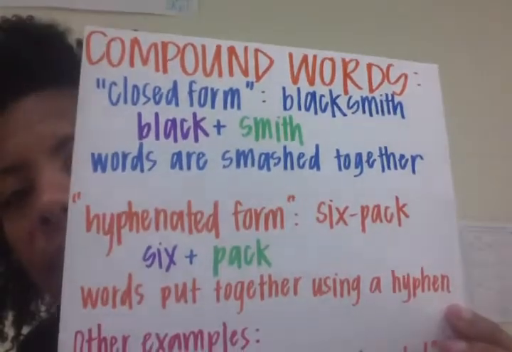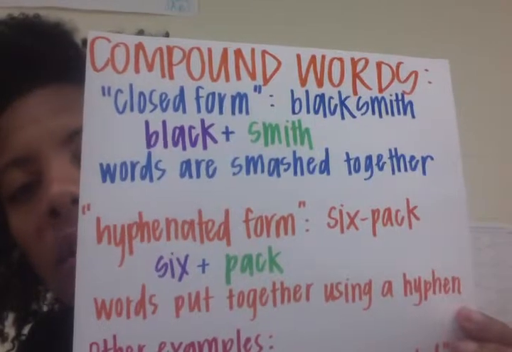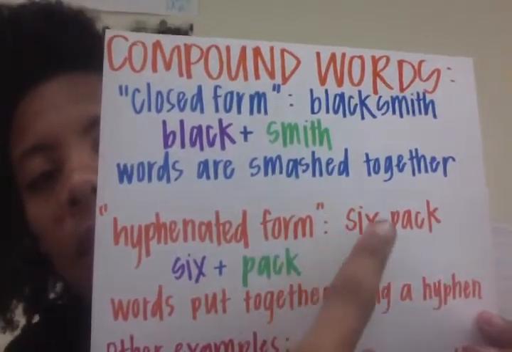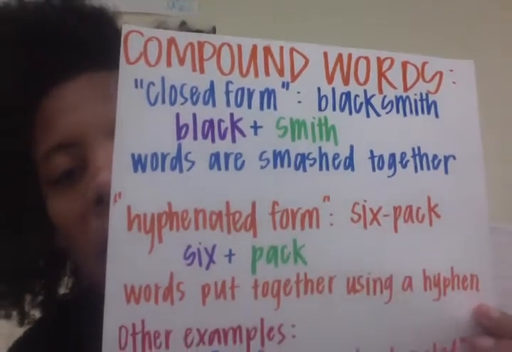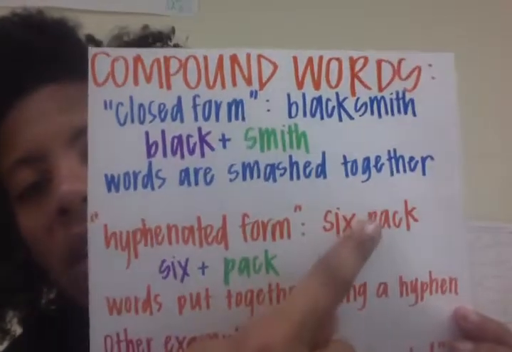Hyphenated form means that the words are put together, but they're separated using a dash or a hyphen. As you can tell in six-pack, you take the word six and pack, and you combine them together using a hyphen.